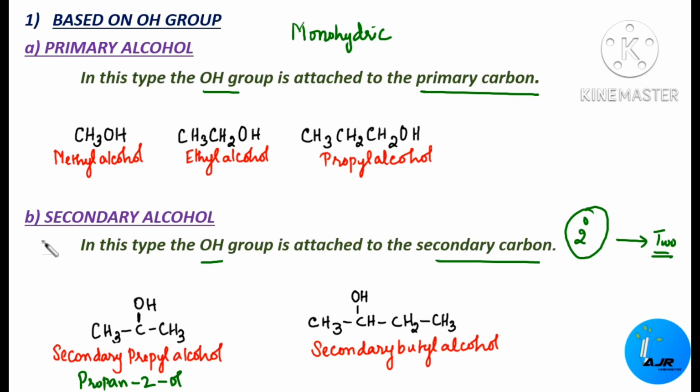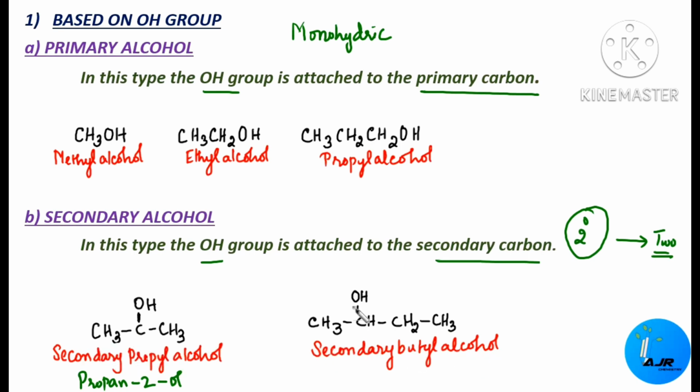Why 2-ol? Because the OH group is attached to the second position: 1, 2, 3. So 2-ol. If you want to know the IUPAC name or common name of alcohols, I have already given it in another video. I shall give you the link of that particular video in my description box. You can make use of it. Understood? So this is secondary propyl alcohol.